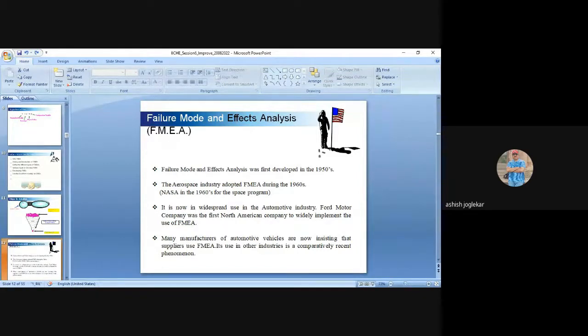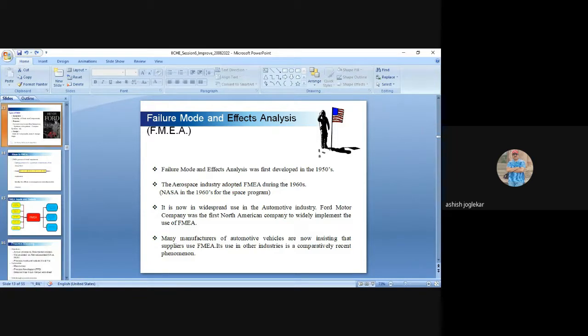What may go wrong when I launch a satellite in the orbit? What may go wrong when somebody is going in orbit, when some man is being sent into space? So what may go wrong there? That time they developed this tool. Now it is widely used in the automotive industry, where they find out what can be the causes of having a defect in the automobile or in the process. So that is where FMEA is widely used.